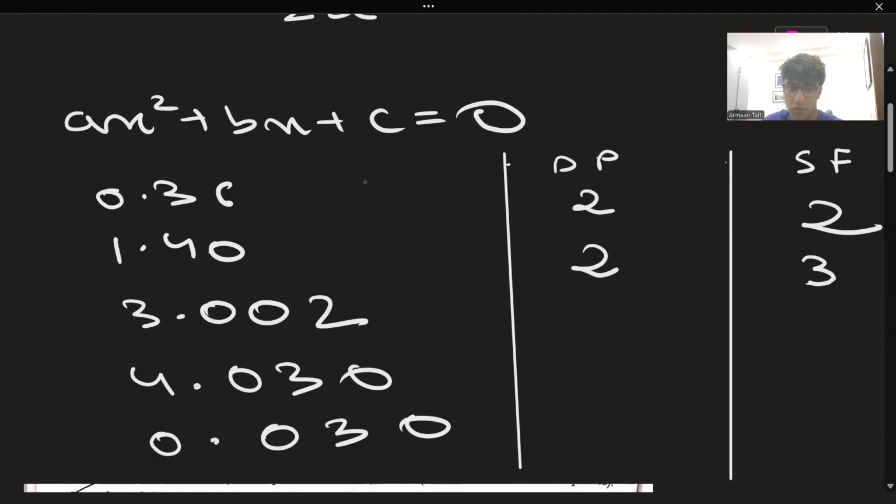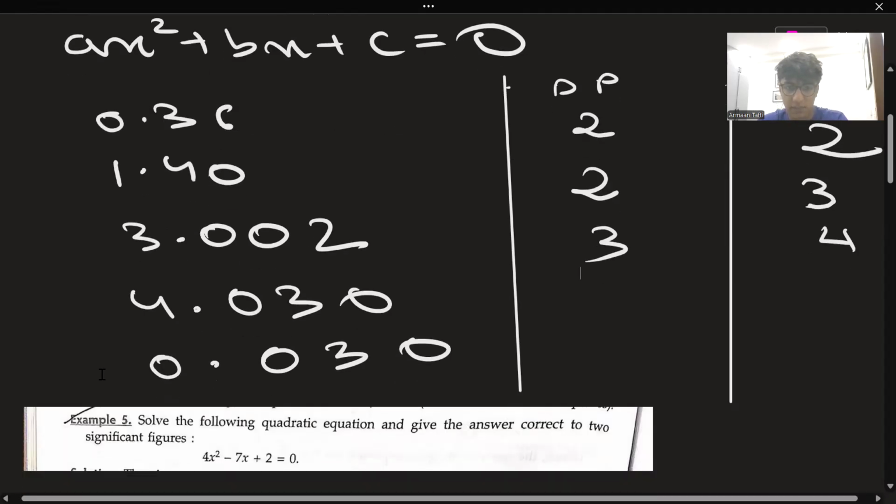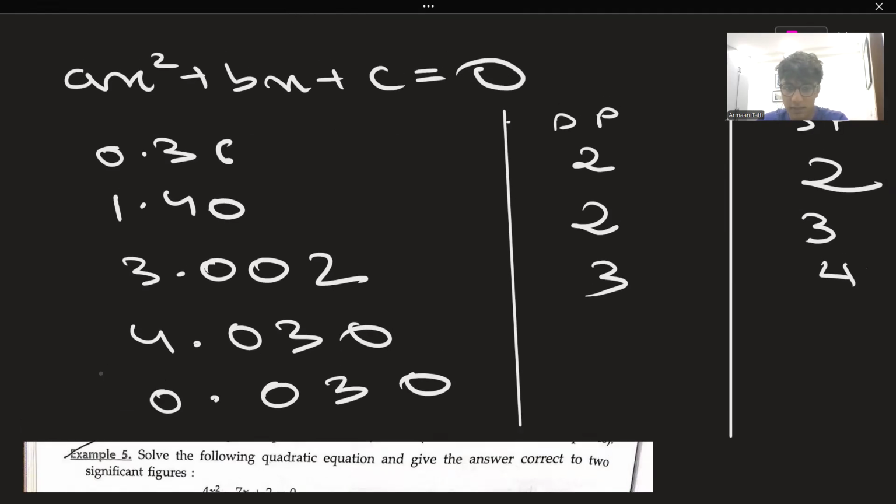Then 3.002, if you see, the digits 002 are all significant. So you've got 1, 2, 3, 4. Significant figures are 4, and decimal points are 3, right? Again, over here, same example again, decimal points 3. Also note here, the zero at the end does count. So 4 again. Over here, now, this is a bit of an interesting case.